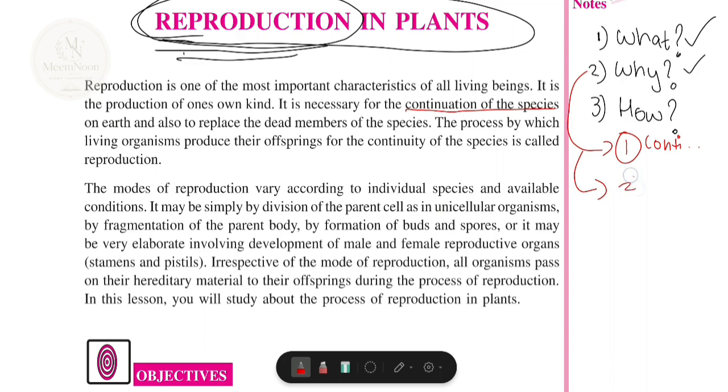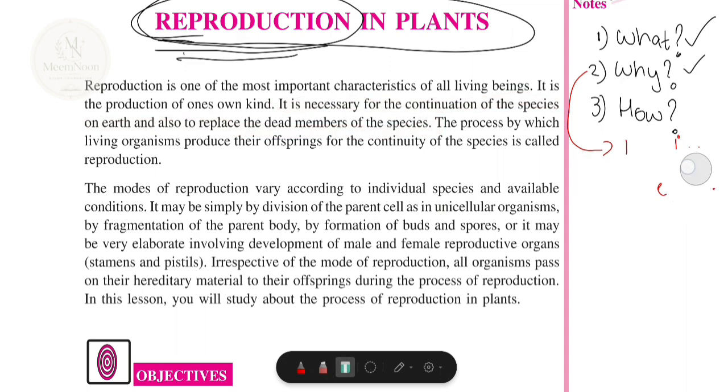The second point is to replace the dead members. Obviously, to keep the population the same, you need to reproduce, right? So the first one is for the continuation of species, and the second one is to replace the dead members. Now we understood why reproduction is necessary.